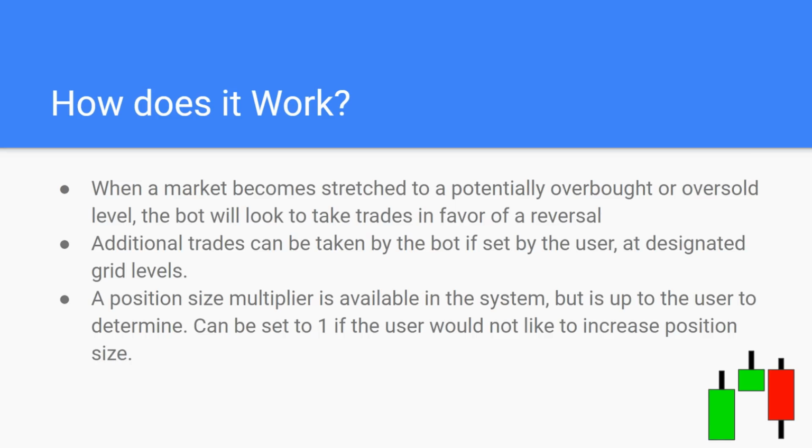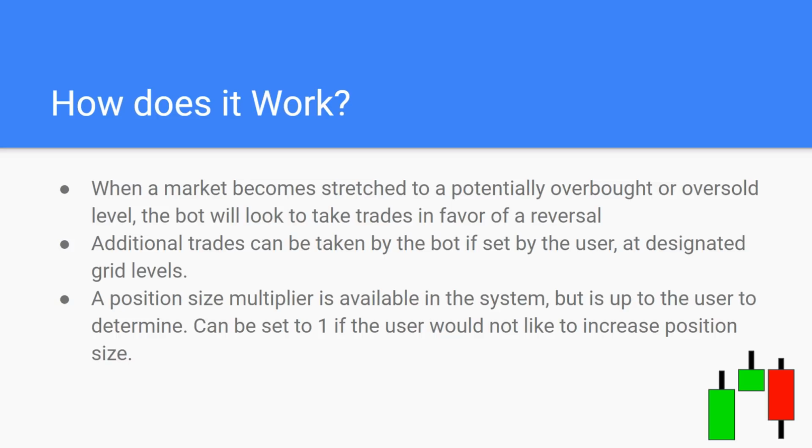So how does it work? Well, when a market becomes stretched to a potentially overbought or oversold level, the robot is designed to look for trades in favor of a reversal that may be coming. So additional trades can be taken by the bot if set by the user at designated grid levels.